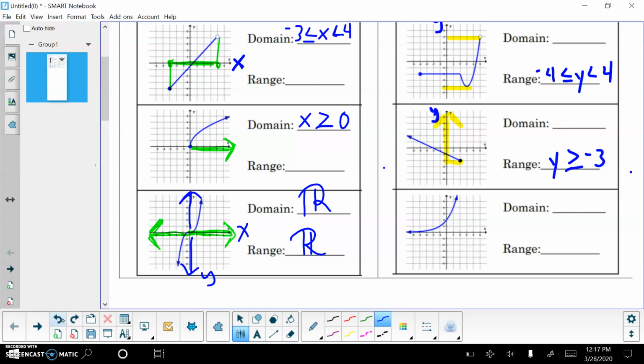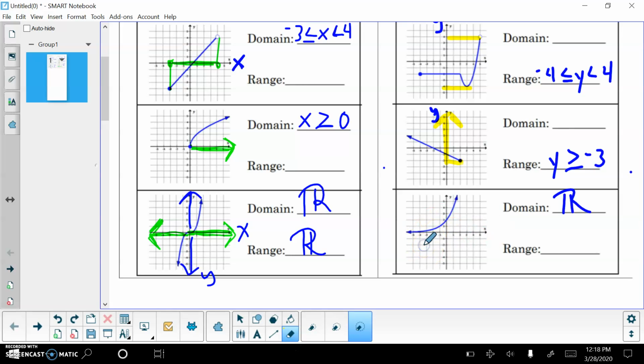Now this last one is similar to the one on the left, except it does have a difference in the range. The domain is actually the same. It is still all real numbers, because just like before, I'm going to highlight that in green again, it is going left and right, never stopping. As it goes up, it goes to the right. As it goes down, it goes to the left, and it never stops.